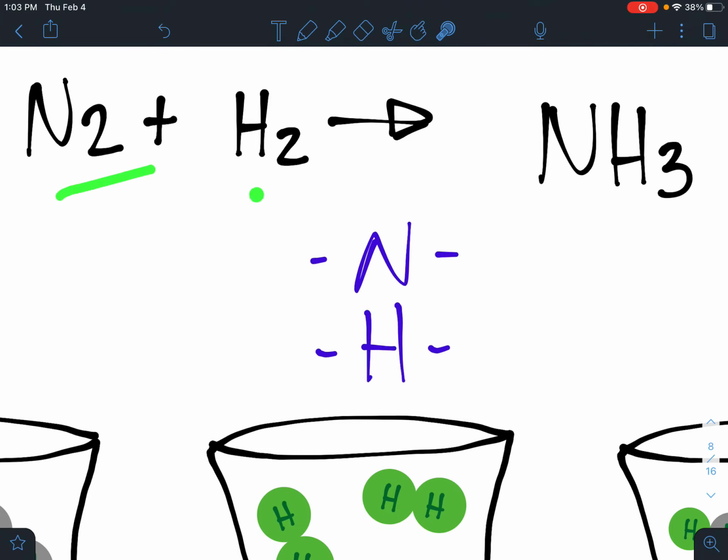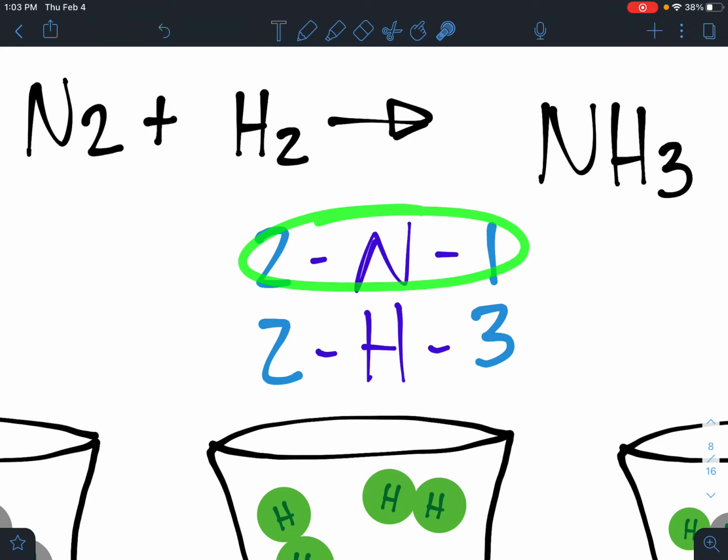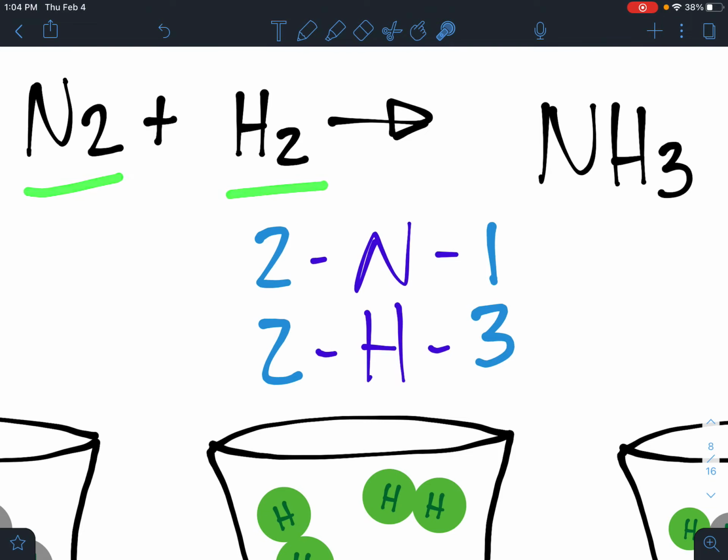And then you want to count up how many atoms of each element you have. So on the left, we have 2 nitrogens, so I'll write my 2 here. We have 2 hydrogens. And on the right, we only have 1 nitrogen, so we put a 1 here. And we have 3 hydrogens, so we put a 3. And right away, you can see these things are not balanced. So you can really pick either one, the nitrogen or the hydrogen, and take the steps to balance it.